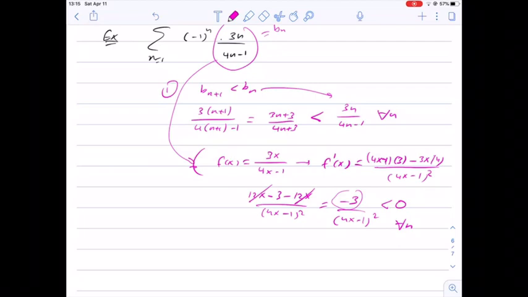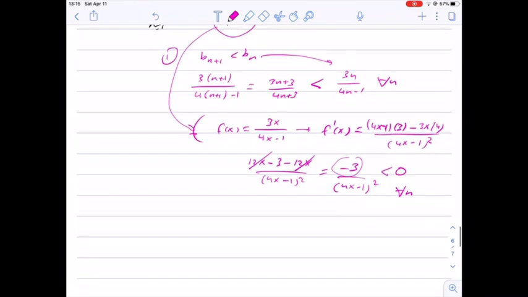So we have two methods to show that the terms are decreasing. Either by just plugging in n plus 1 and n and comparing them. If we find Bn+1 is less than Bn, that's it. Or we can find the derivative of Bn by changing the variable into x. If the derivative is always less than 0, that means it's decreasing. Now the first condition is satisfied.